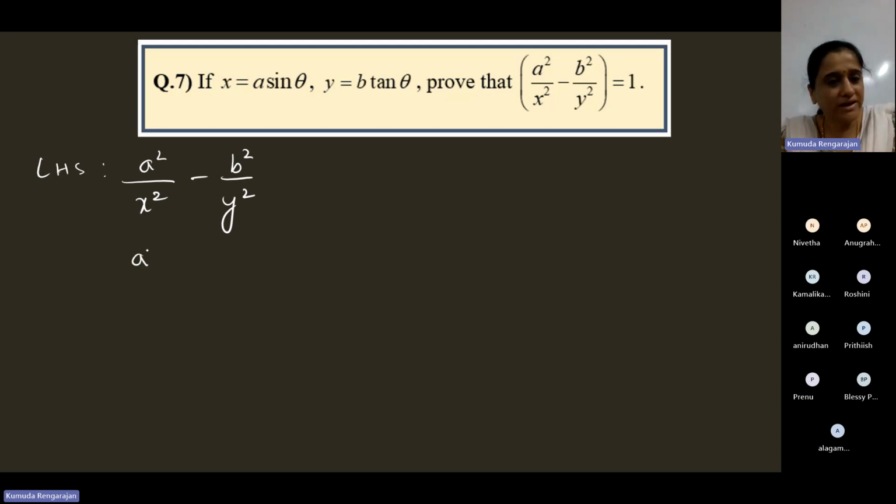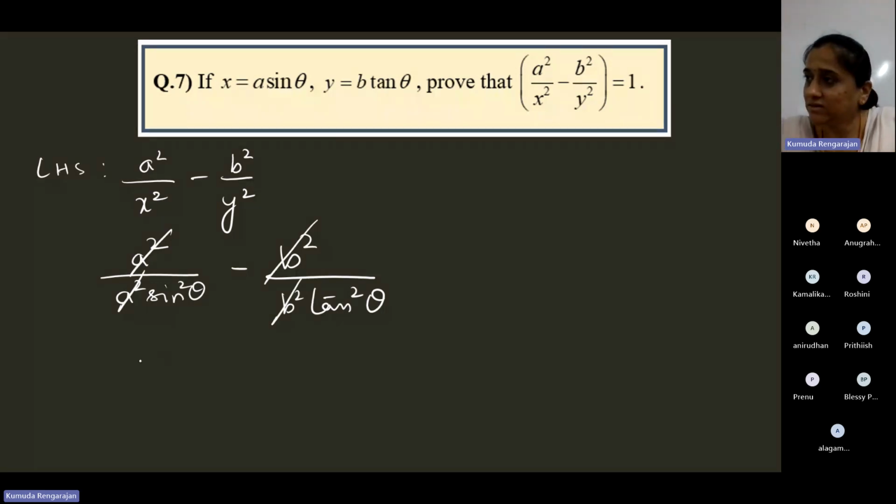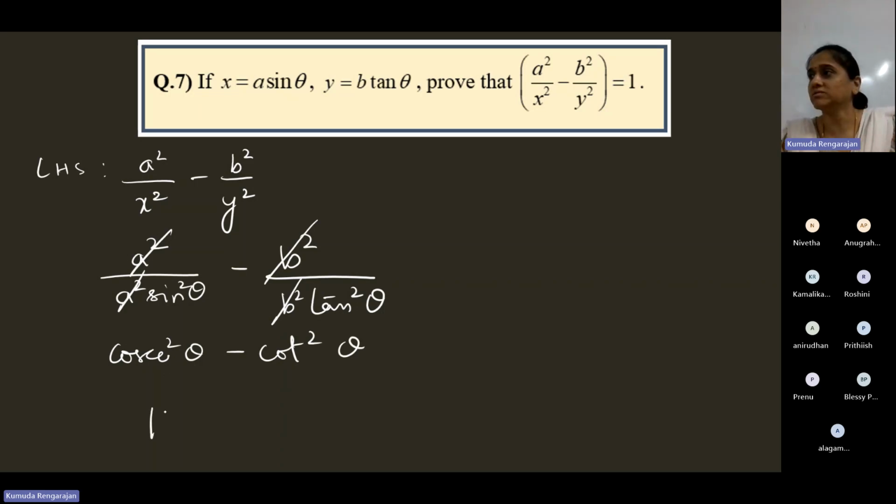Now a square you'll write as a square itself, by what is x square? a square sine square theta, minus b square by what is y square? b square tan square theta, right? Now a square gets cancelled, b square gets cancelled. Now what's 1 by sine square theta? Cosecant square theta. And what is 1 by tan square theta? Cot square theta. And what is cosecant square theta minus cot square theta? 1. That's all.